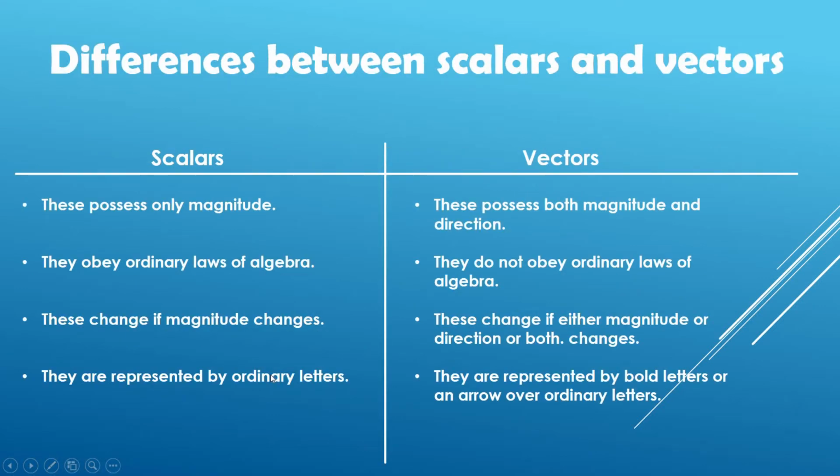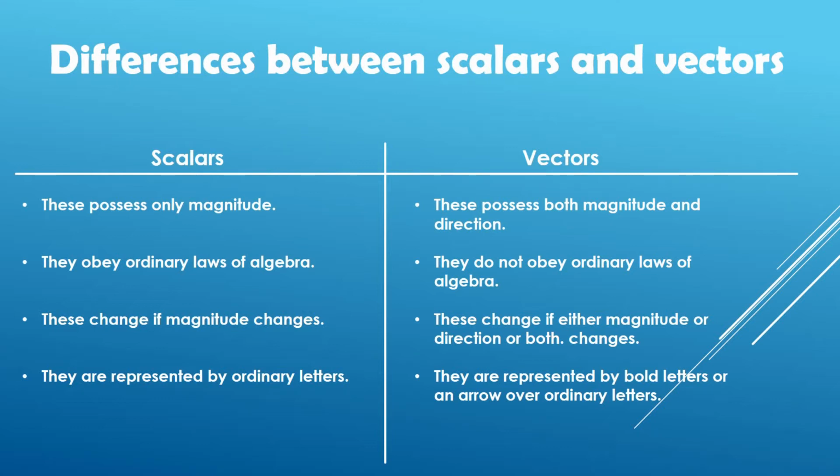Now, there are differences between scalars and vectors. As I have already pointed out, the scalars possess only a magnitude, and the vectors possess a magnitude as well as a direction. The second difference is that scalars follow ordinary rules of algebra, but vectors have their own set of rules. They do not follow those rules of algebra. And when can we say that a scalar changes? The scalar changes when its magnitude changes, but a vector changes when either its magnitude changes or the direction changes or both the things change.